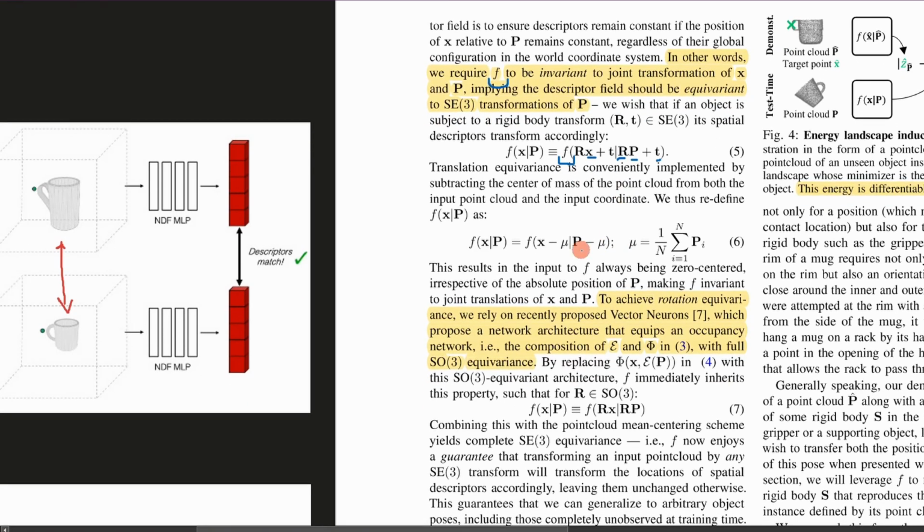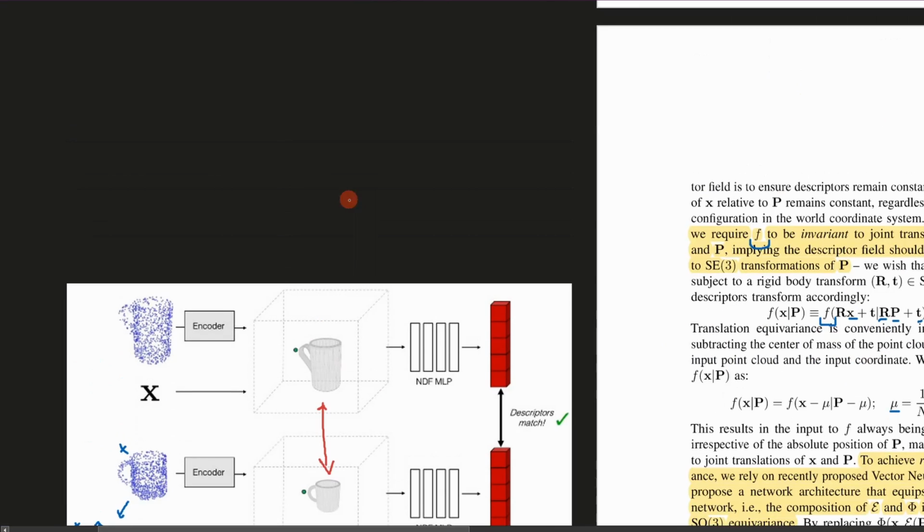The first thing is fairly simple. If you want to be invariant to the translation, you can just find the mean point of the point cloud, so that's the mu here, and you subtract mu from both the input point x and from the point cloud p, and by doing this, you're guaranteed to always have this invariance. To understand why that is, and hopefully it's very, very simple, let me try and make it a bit clearer.